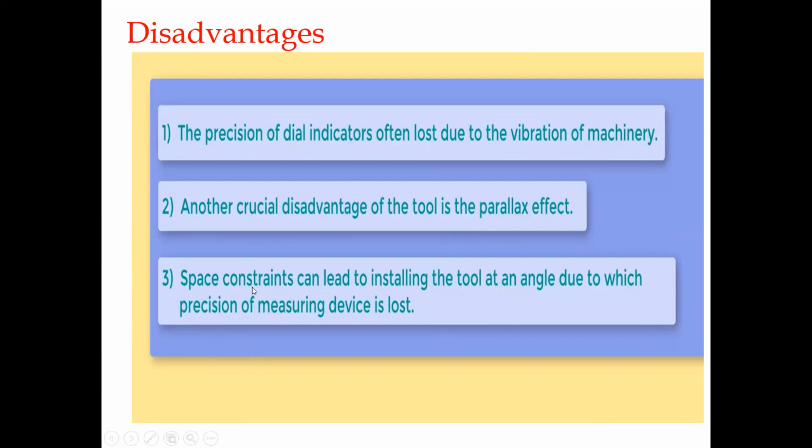Third disadvantage. Space constraints can lead to installing the total tool at an angle, due to which the precision of the measuring device is lost. Because of lack of space, these are installed at some inclination. When they are placed at some inclination, the precision of the measuring device, that is the dial indicator, is lost because of alignment at some angle. Because of lack of space, those have to be aligned at some angle in order to measure, and automatically its precision is lost. Right. These are the three disadvantages.